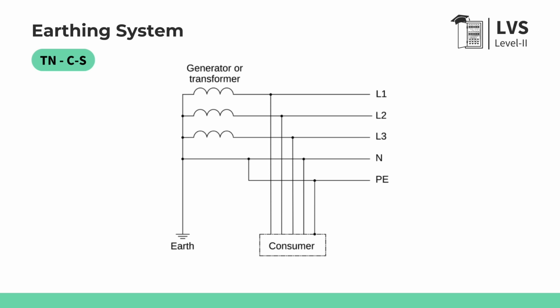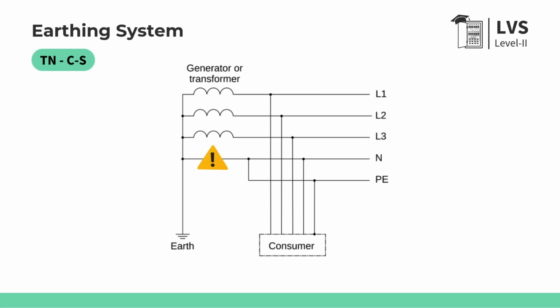However, there is still one concern. If the PEN conductor breaks before the separation point, dangerous touch voltage can still appear. So TNCS is safer than TT in terms of fault clearing speed, but still has upstream dependency.